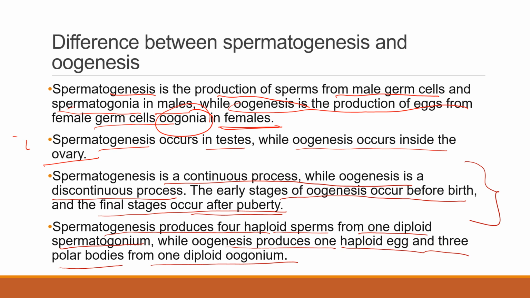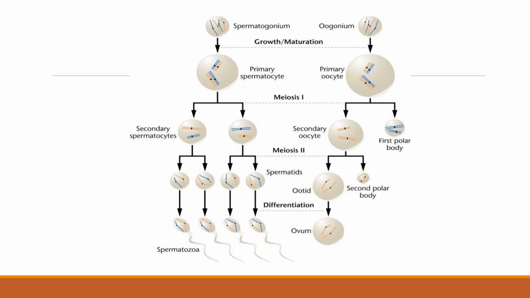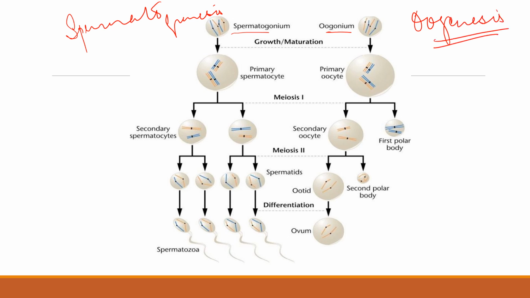Now we will move on to the diagram of spermatogenesis and oogenesis. Let us see what is happening in both processes, starting with spermatogonium and oogonium. This is the process of spermatogenesis and this is the process of oogenesis. By this diagram we will make it clear. In the growth and maturation phase, both produce a primary spermatocyte and a primary oocyte.